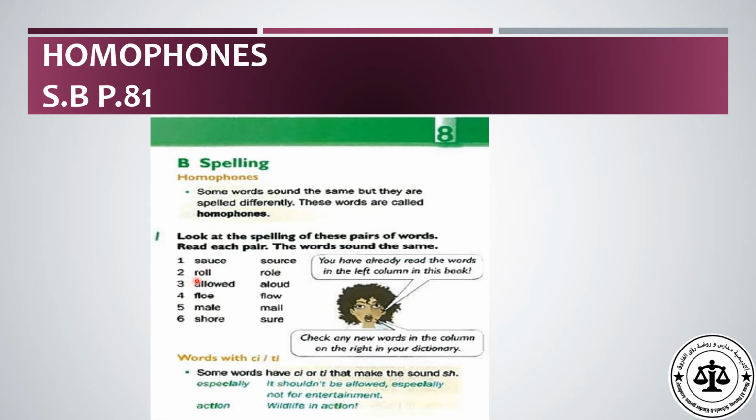Number 2, roll, roll. Allowed, allowed, allowed meaning permitted, allowed meaning out loud. So here we also need to focus that their meaning is different. Flow, flow. Male, male. Sure, sure. So these are the homophones, they have the same sound but with different meaning and spelling.